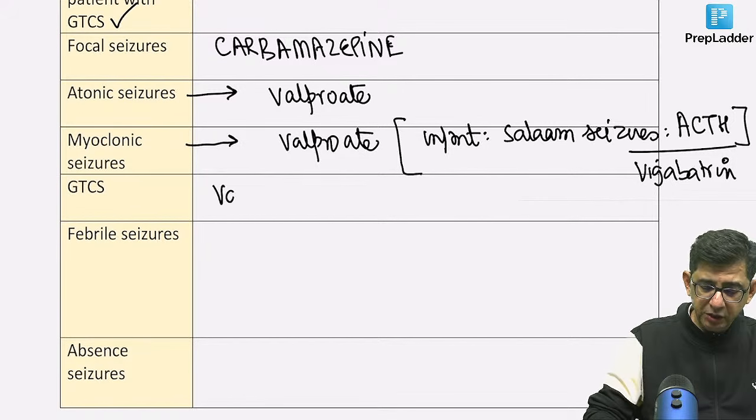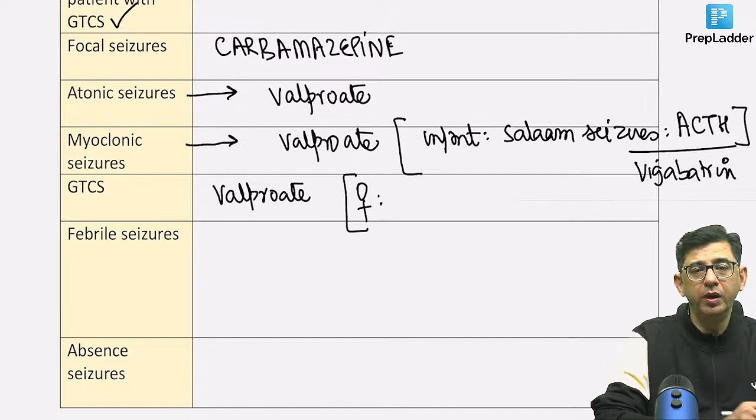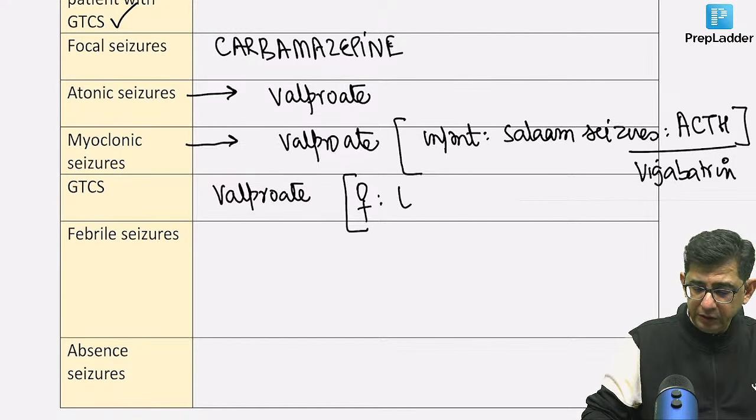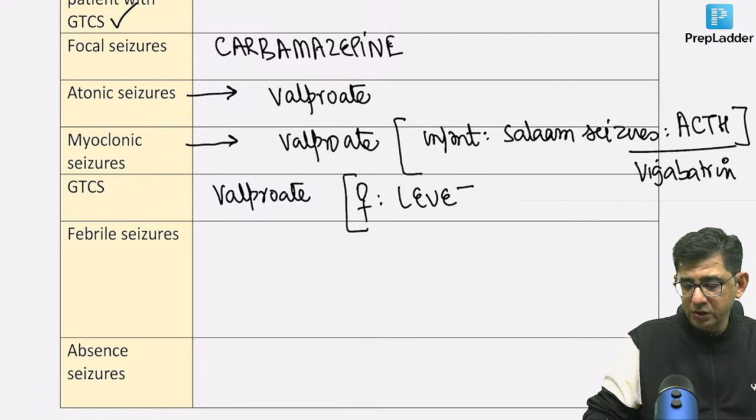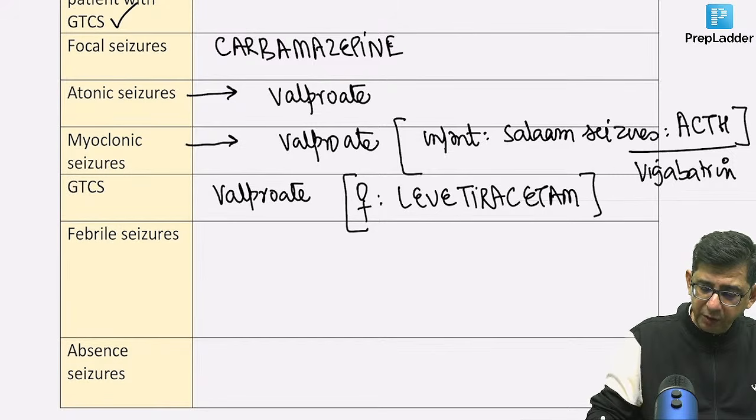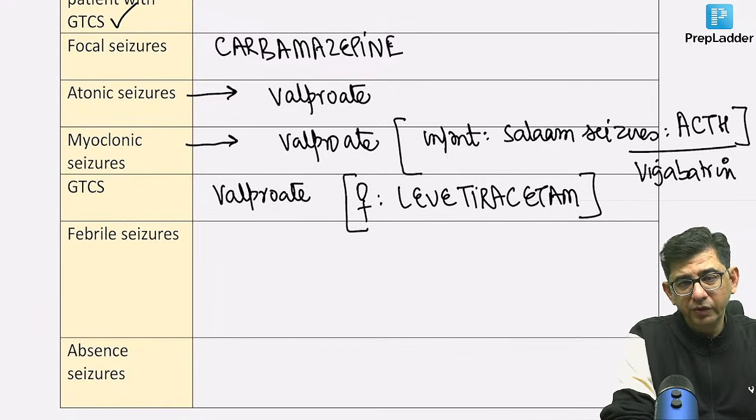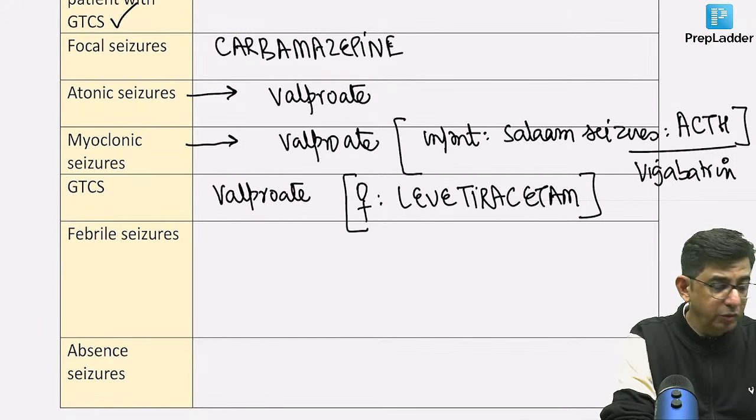For GTCS, it is obviously sodium valproate, but if he specifically mentions a female in the reproductive age group, then I will not give sodium valproate. Then I can use either lamotrigine or levetiracetam. Between the two, levetiracetam is written first in the book, so we'll go with this. Valproate also causes neural tube defects. The incidence would be lesser with these.